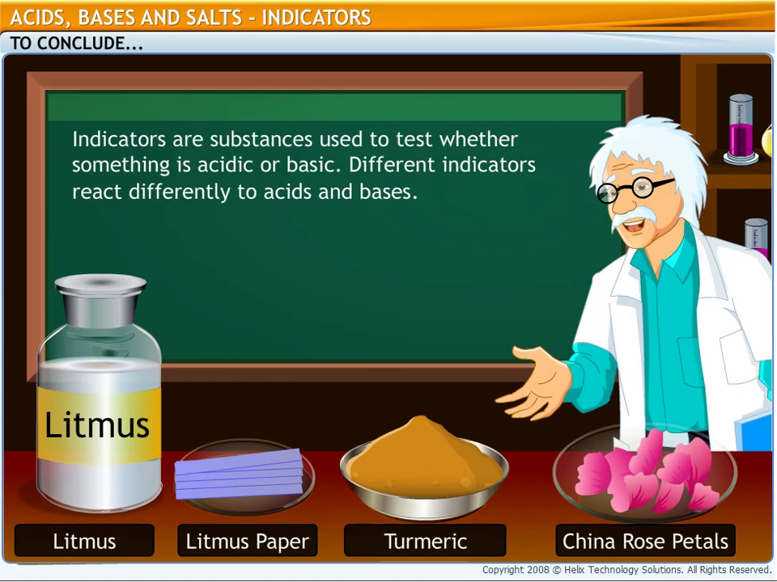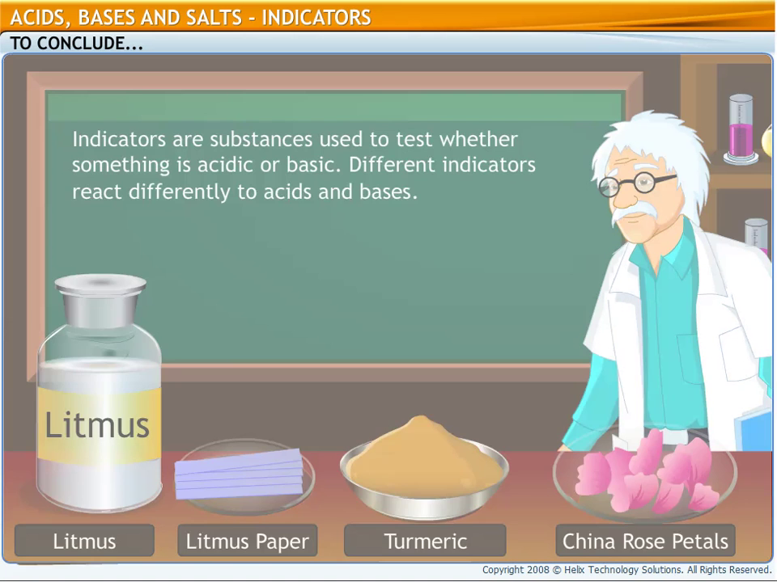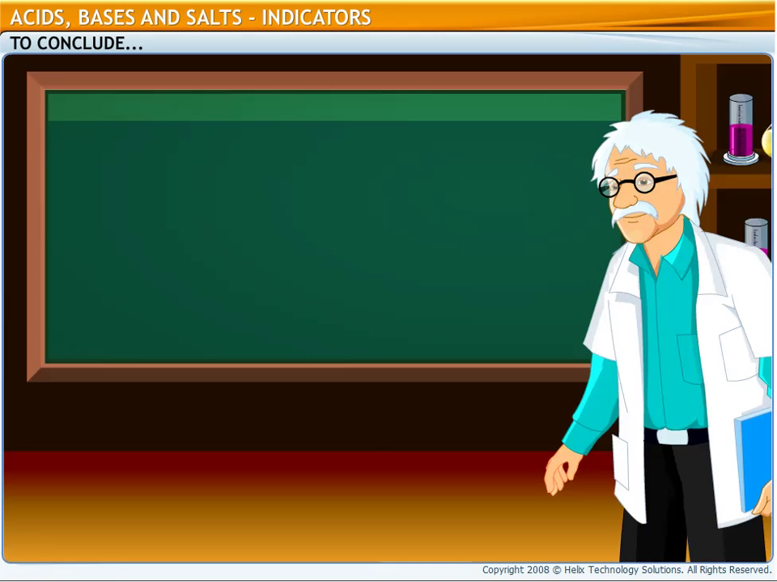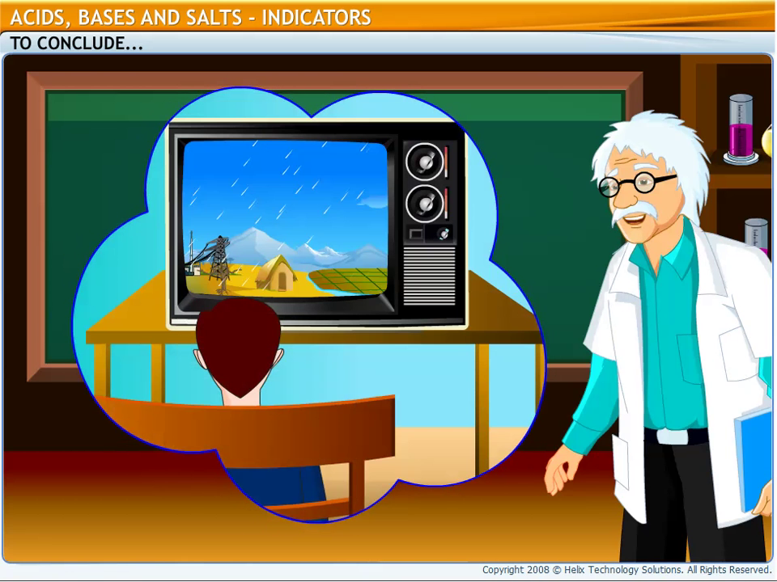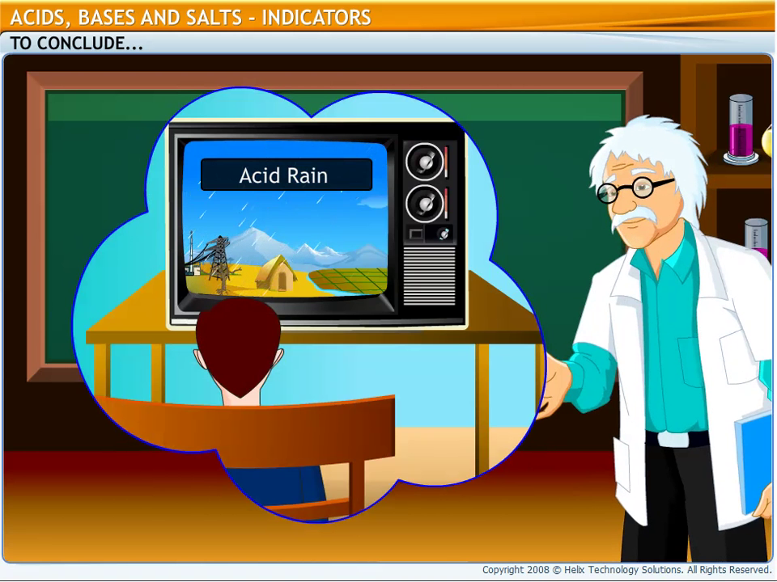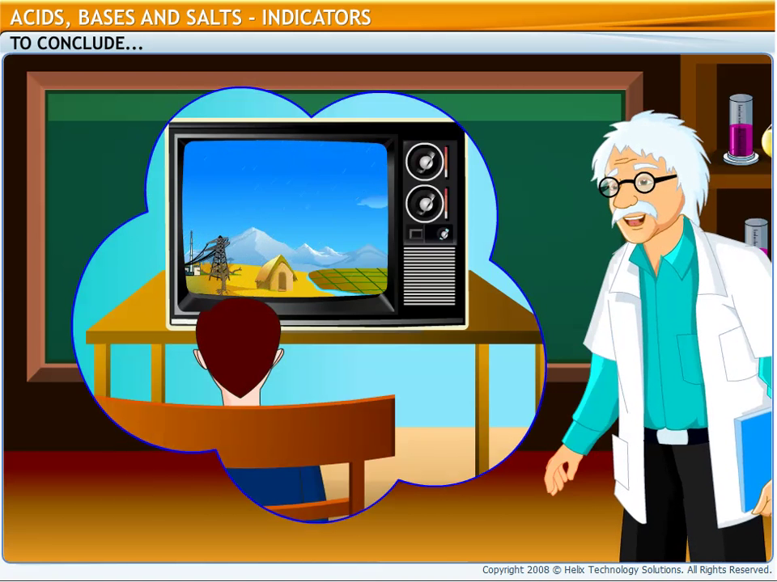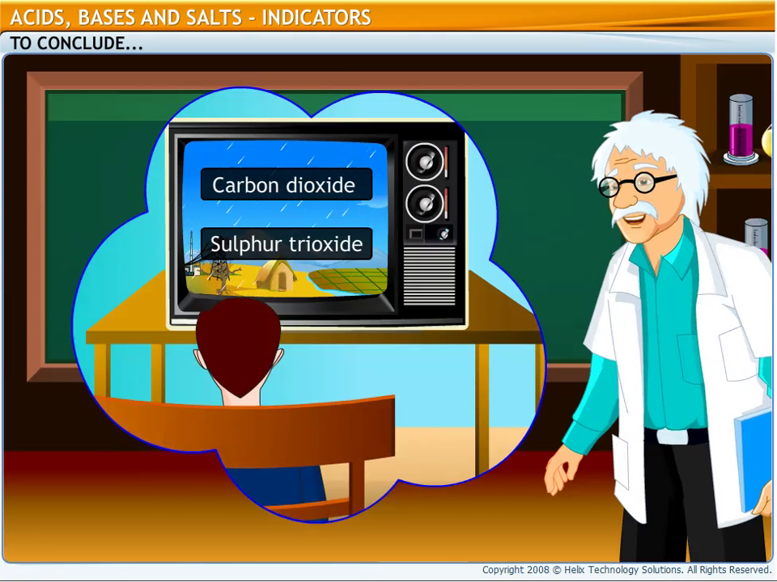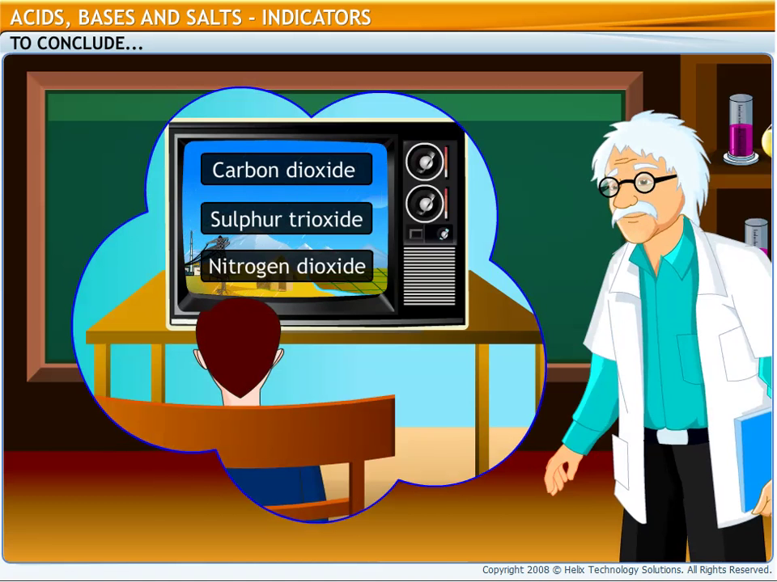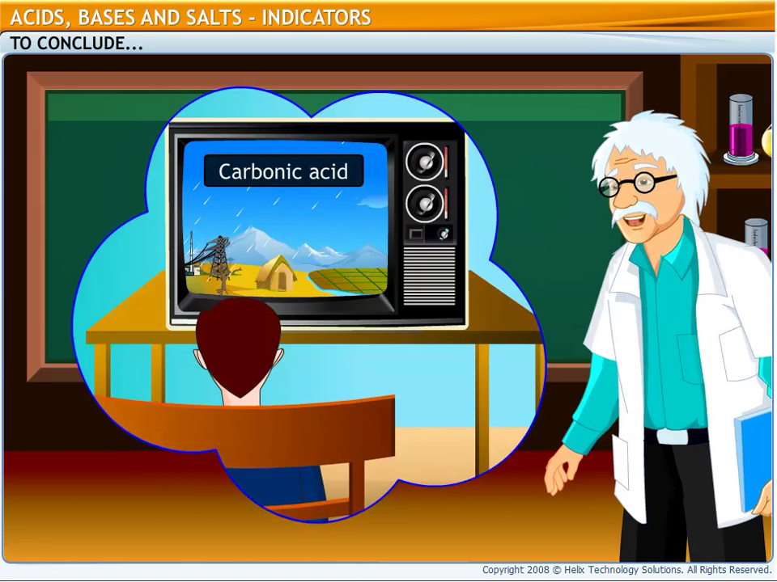Even if you haven't heard about different acids, you may have heard the term acid rain on the news or on TV. Acid rain is rain that contains a lot of acid. This acid is created when pollutants in the air such as carbon dioxide, sulfur trioxide, and nitrogen dioxide dissolve in rainwater and form acids like carbonic acid, sulfuric acid, and nitric acid.